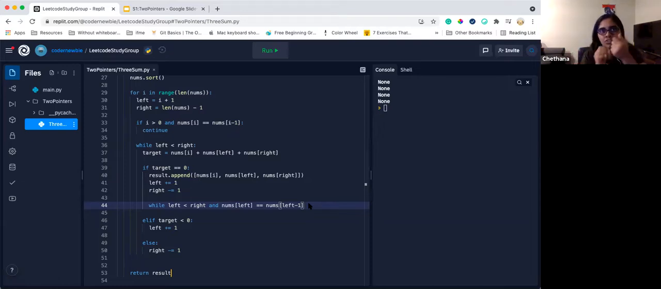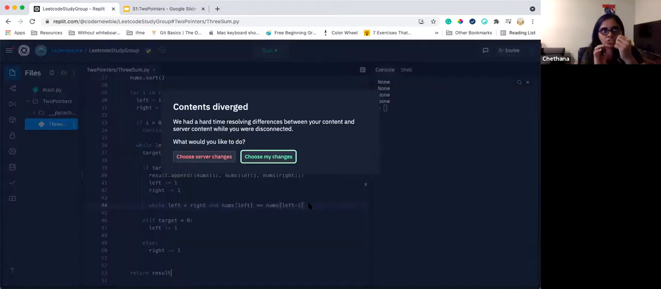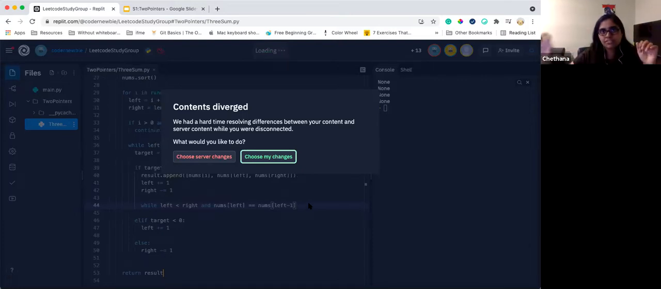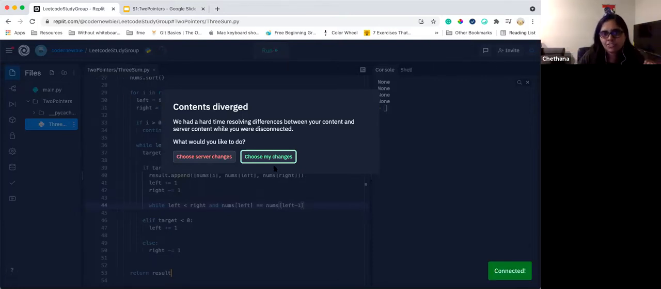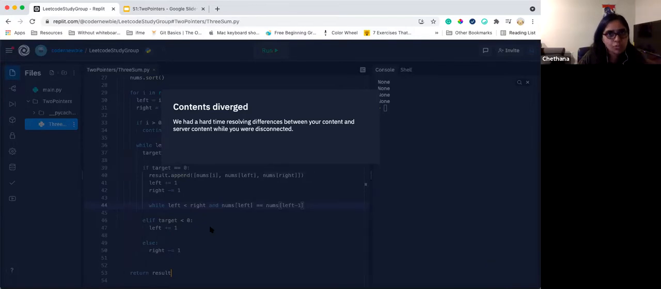You have to make sure that the left pointer stops at a point that is not a duplicate. If there are like 10 of the same or similar values that are not unique, you want it to skip through all of it to reach the unique value. So we're going to use a while loop for that.